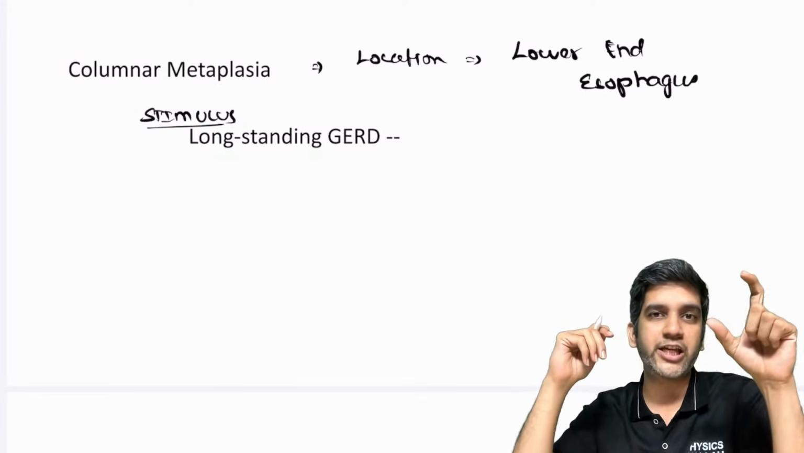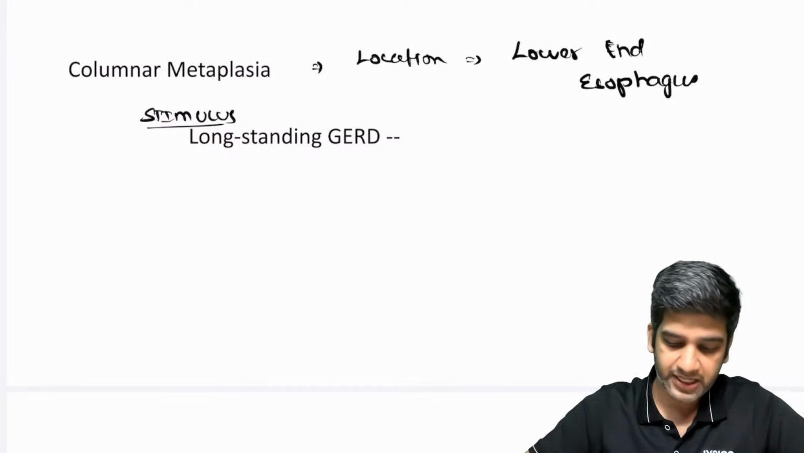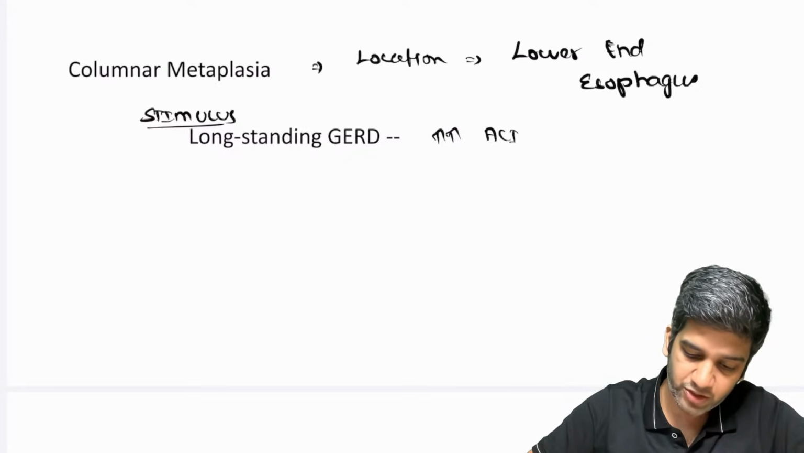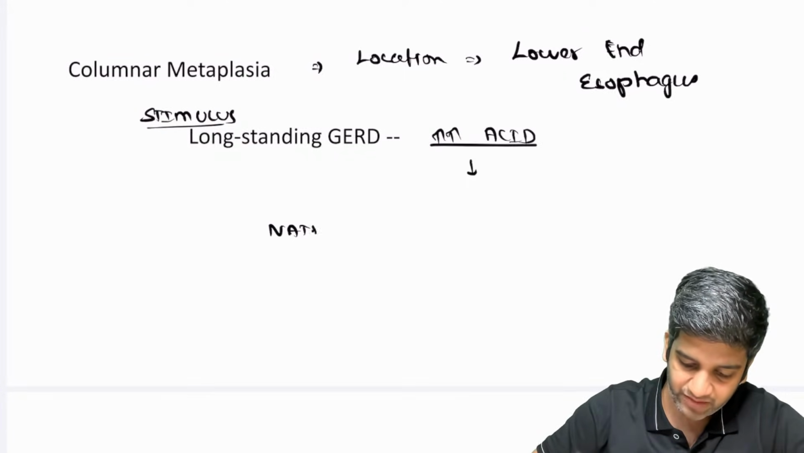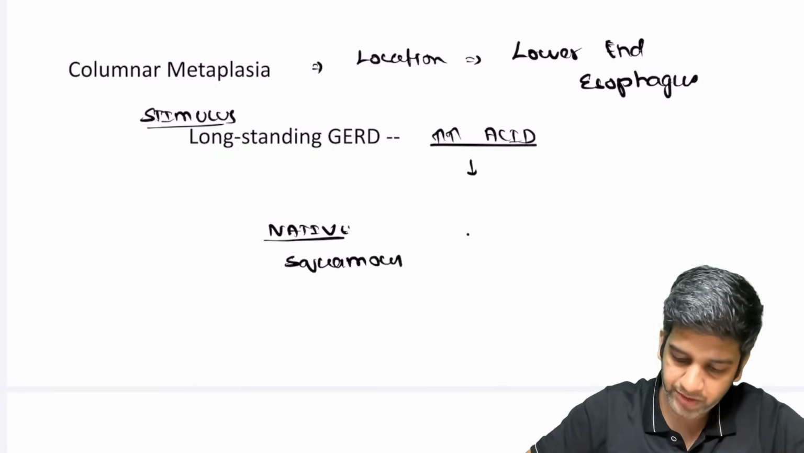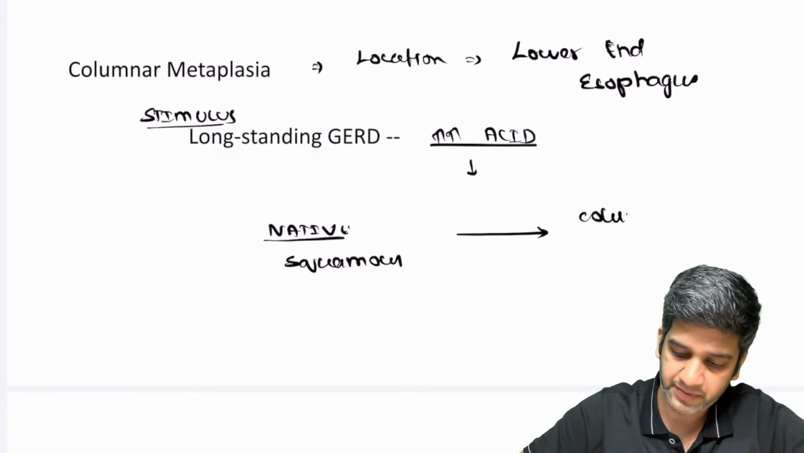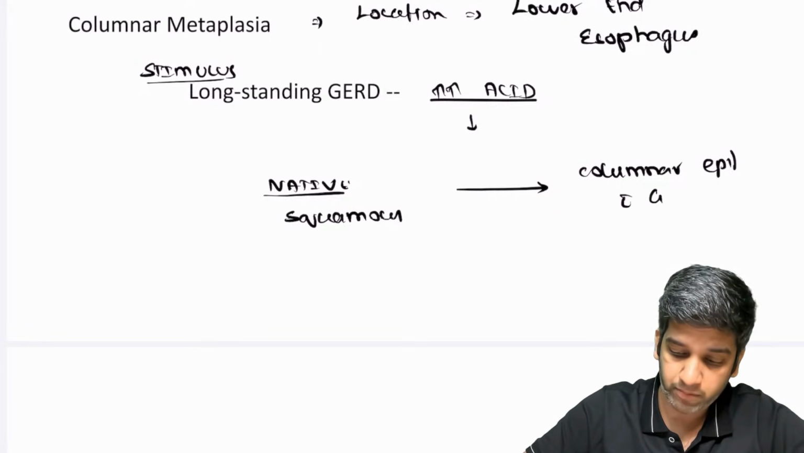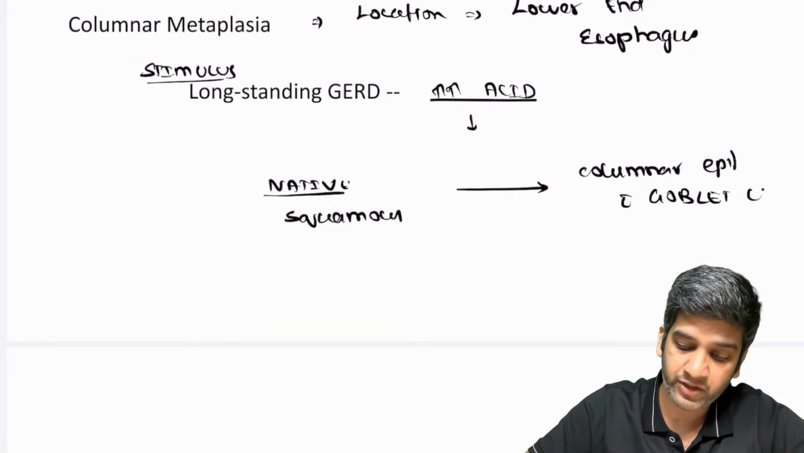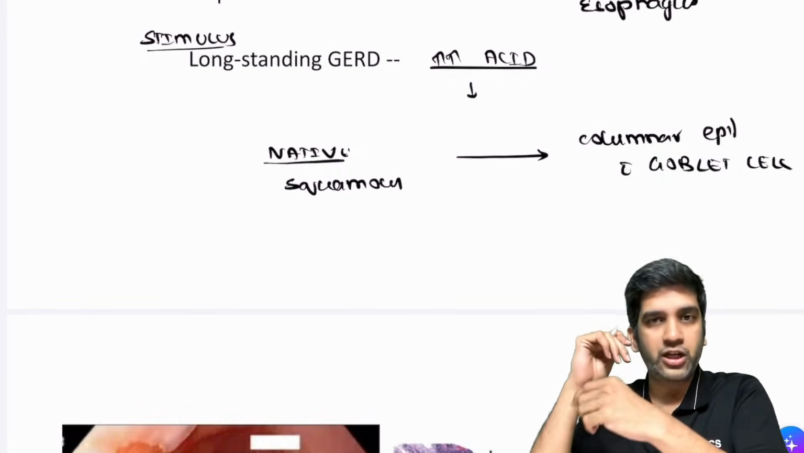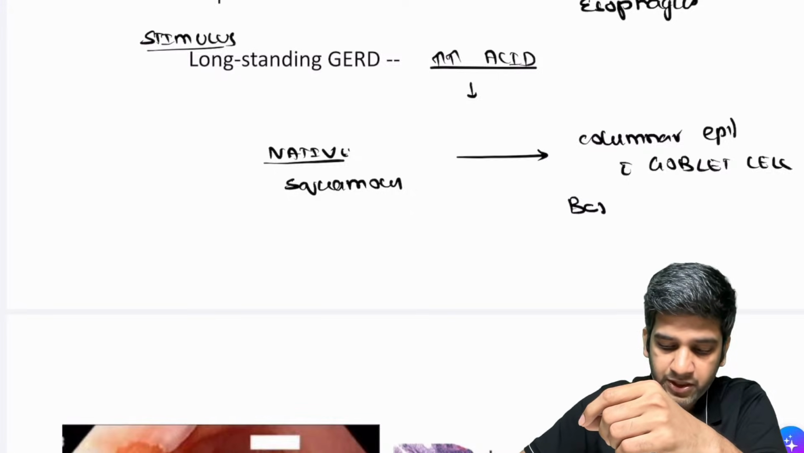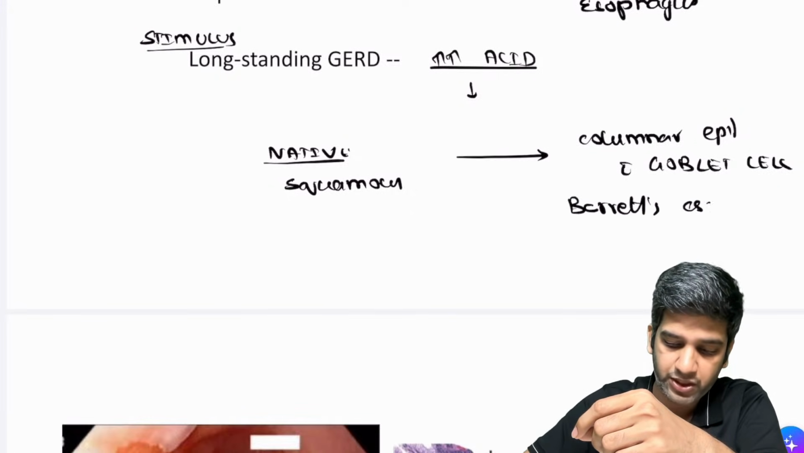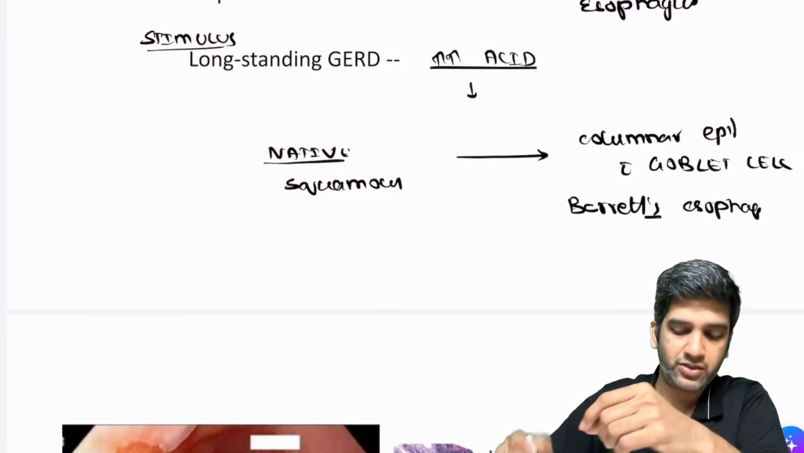So chronic, untreated, long-standing GERD will have more acid, which is the stimulus, right? This acid will go to the esophagus, where the native epithelium of the esophagus, which is my squamous epithelium, is going to slowly become your columnar epithelium. I want this word to be there by default: with goblet cells. Without goblet cells, I'm not going to be comfortable to call it a metaplasia here. So I can call it Barrett's esophagus, columnar metaplasia, goblet cell metaplasia, glandular metaplasia, whatever name you want, we can call it, right? It's Barrett's esophagus, that's all, right?